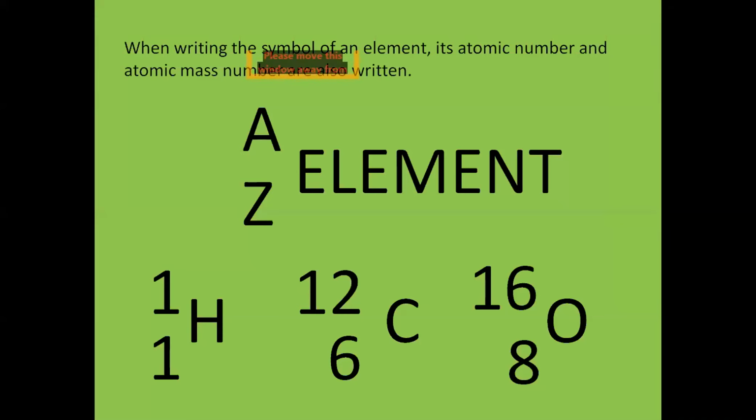So now let me ask you a tricky question, one which only those students will understand who have understood the concept. Looking at the conventional symbol of oxygen, which is 16O8, will you be able to tell me what is the number of neutrons? What is the number of neutrons?